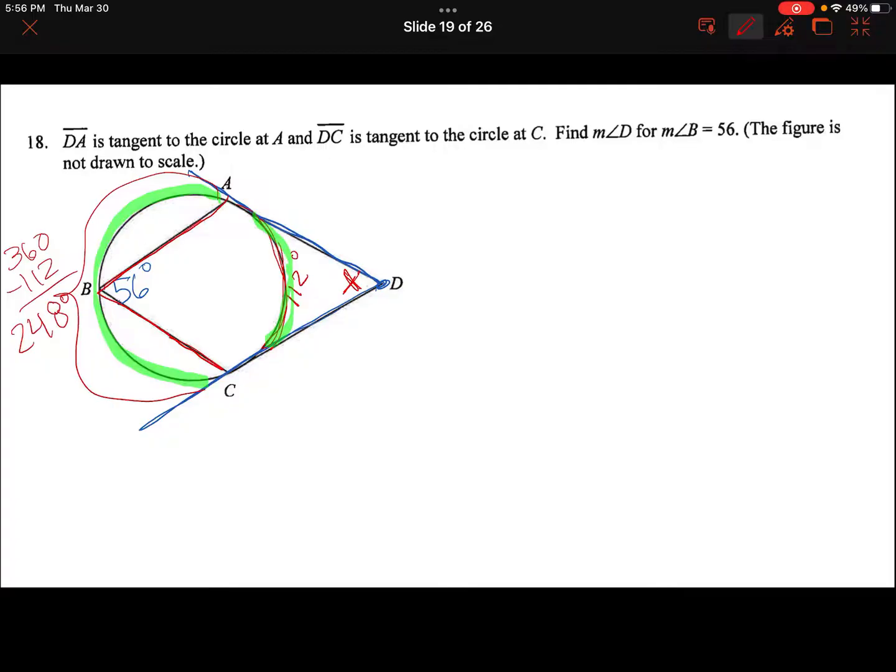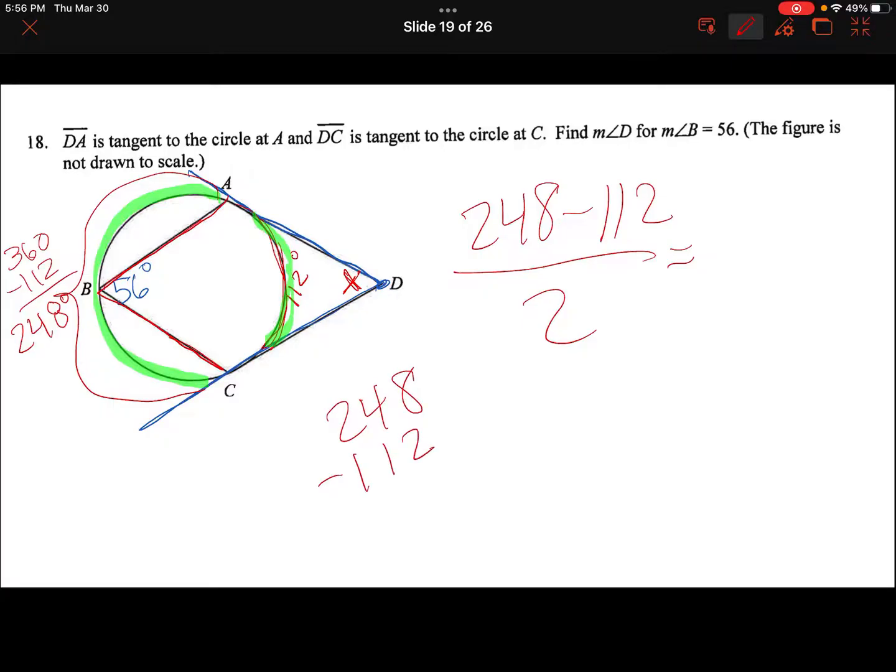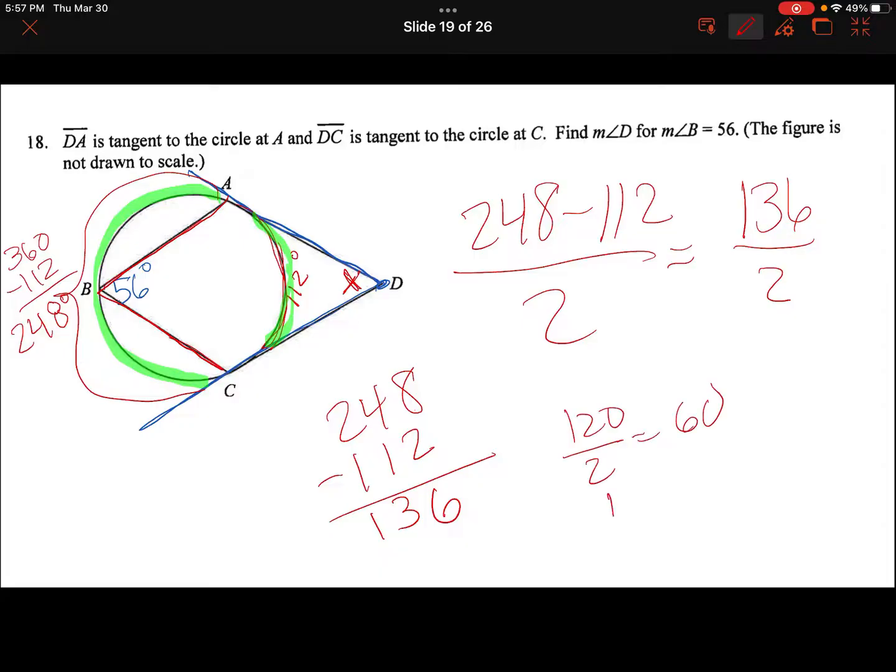Okay, so we have 248 and we have 112. We want to subtract those: 248 minus 112, and then divide that by 2 to get our angle there. I'm going to put these vertically just so I can see them a little better. I'm trying to minimize the mistakes I make when I'm recording. All right, 8 minus 2, 4 minus 1, 2 minus 1. So I have 136 divided by 2. Well, 120 divided by 2 is going to give me 60, and I have 16 more there. 16 divided by 2 is 8, so I'm looking at 68 degrees.